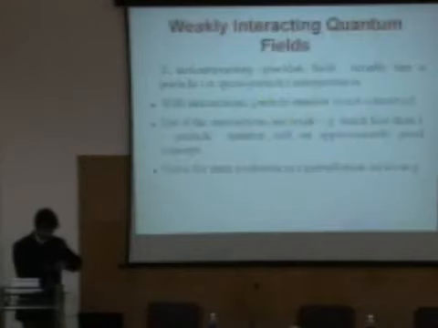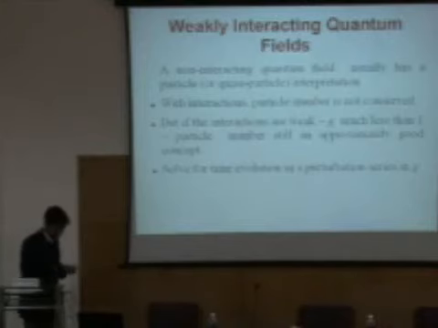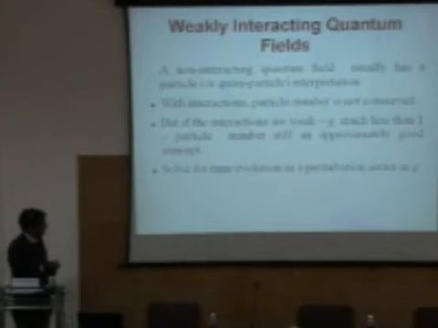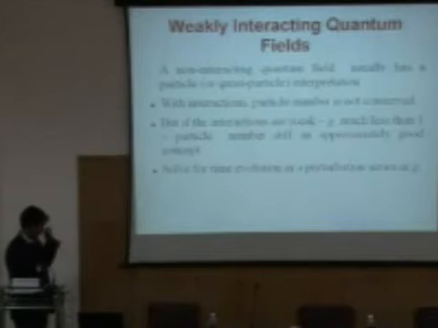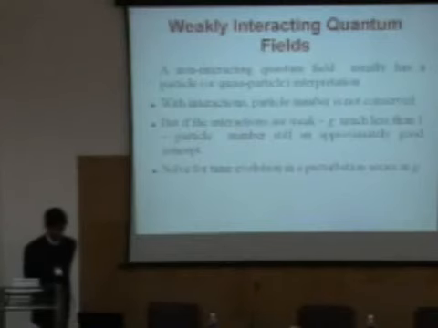So non-interacting quantum field theory usually has a particle interpretation, but when there are interactions, the total number of particles need not commute with the Hamiltonian, so it's not conserved. But if interactions are weak, the notion of particles is still an approximately good concept, and we can solve for evolution in a perturbation series in the interaction, in some parameter describing the interaction.